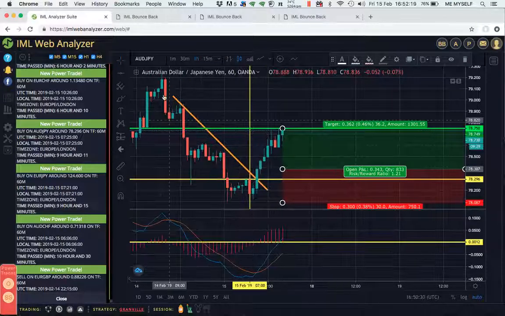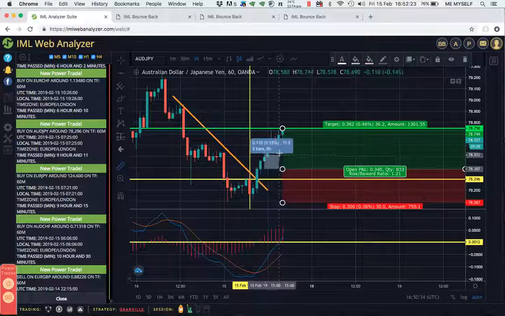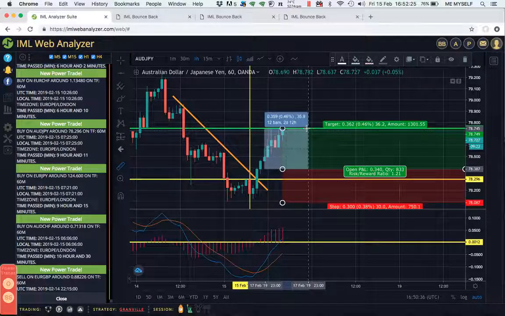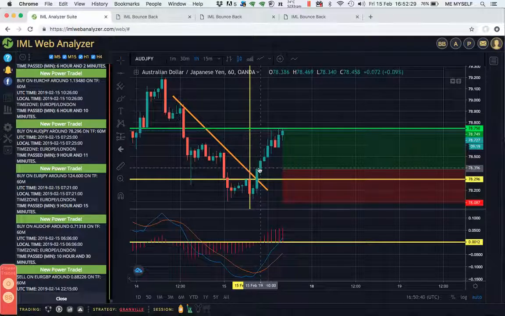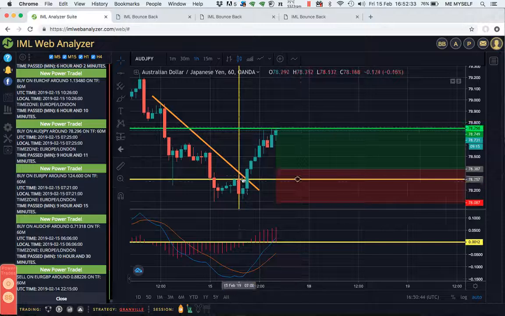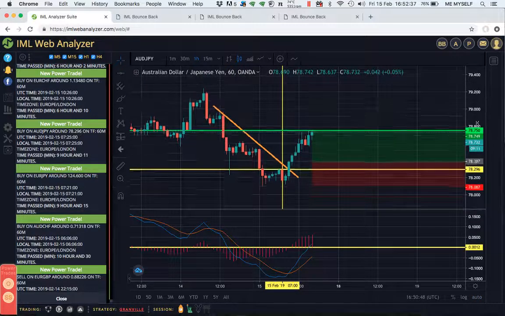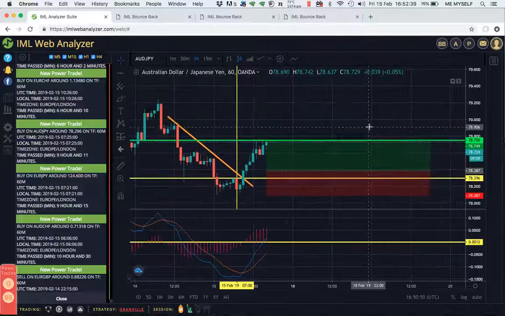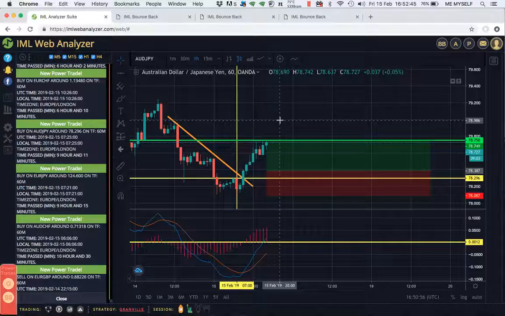But yeah, you have yourself a 35 pip move. Albeit that it took, again, more or less all day to get there. Okay, but you've got to be patient with your trades, right? It's not going to just hit your take profit target super fast unless news or something happens.